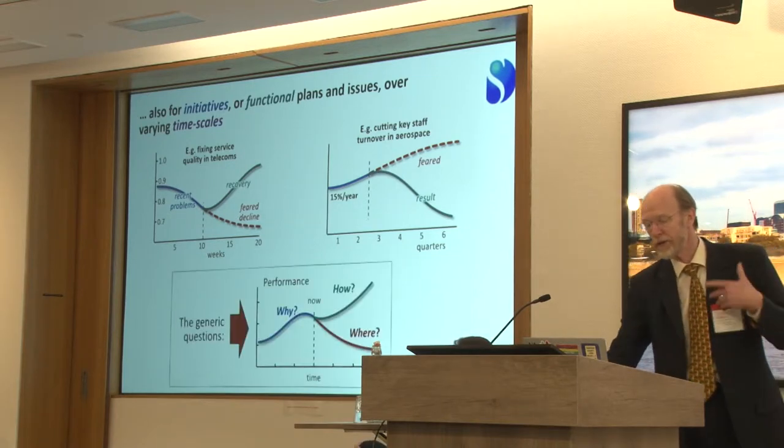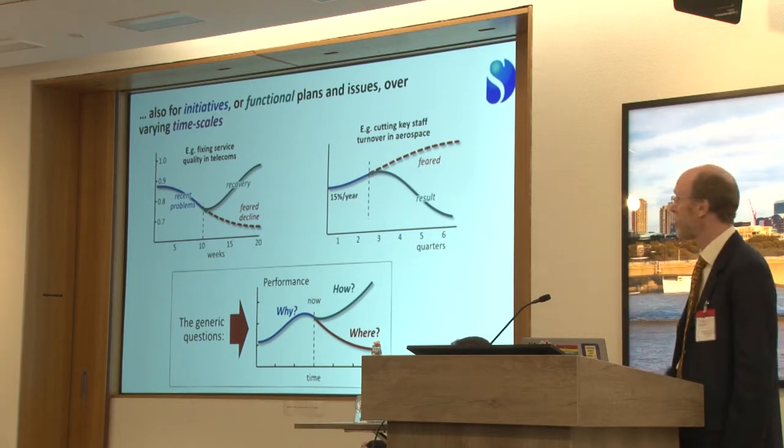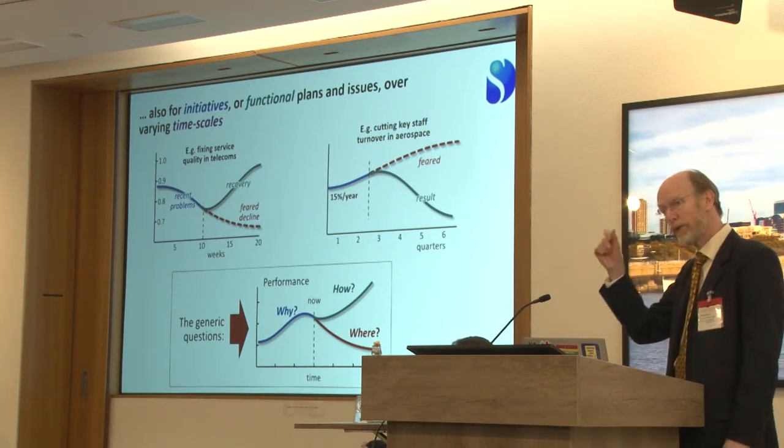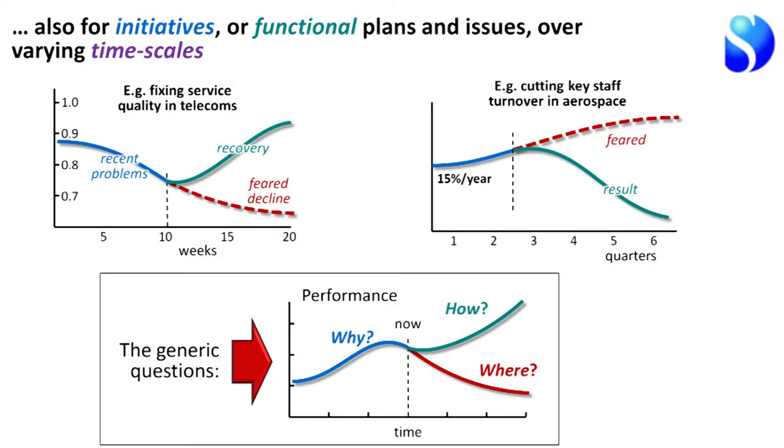So the thing these charts have got in common is that they're answering these three generic questions. Why has the business performance got to where it is today? And answering that question is important because there's lots of information in there about how the system actually works. Where is it likely to go if we don't intervene and change something? And then how can we make it improve and go into the future? So that's our start point for all of these kinds of models.